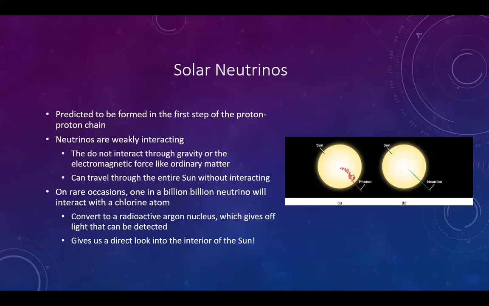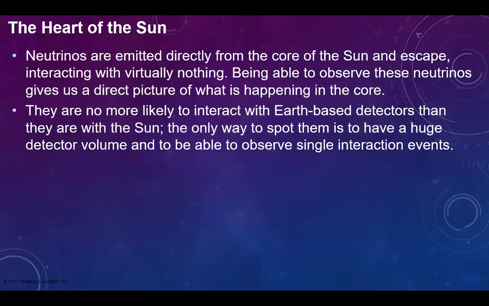You can also get some interactions with water or ice as they pass through. You can actually get what's effectively a little shock wave as it passes through, because they travel very fast, and those can be detected. So neutrino detectors, because these interactions are so rare, get ridiculously huge.